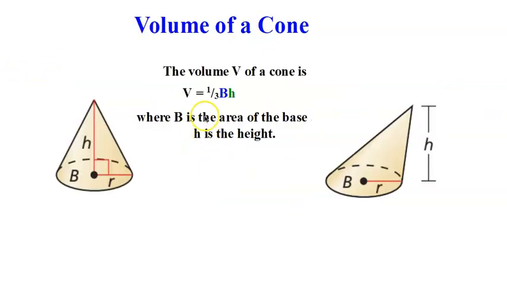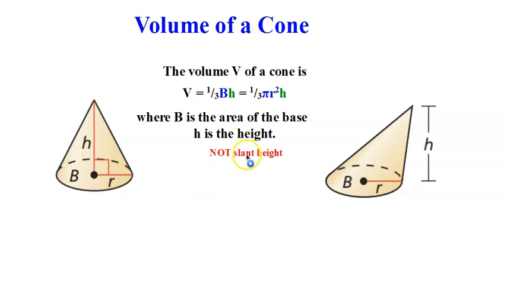Volume of a cone is 1/3 base times height. Just like we saw with prisms and cylinders, cones and pyramids have the exact same formulas, 1/3 base times height. The only difference is with a cone, the base is always the same shape. It's always a circle. So instead of base times height and then figuring out what our formula for base is, we can just use pi r squared, because it's a circle and the area is pi r squared.